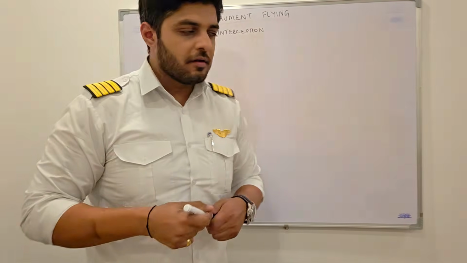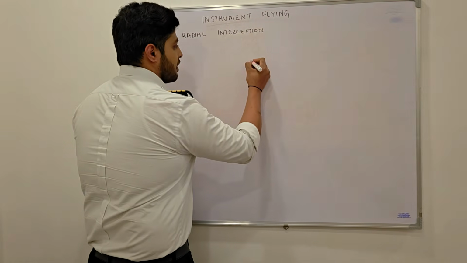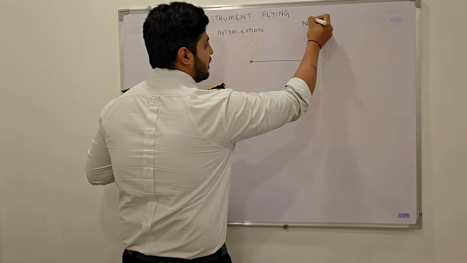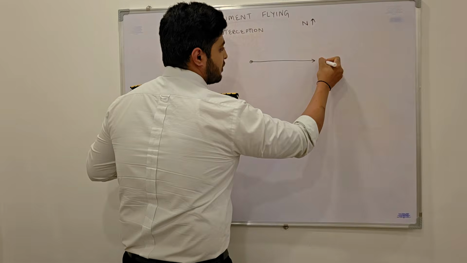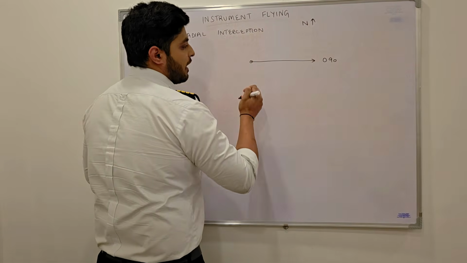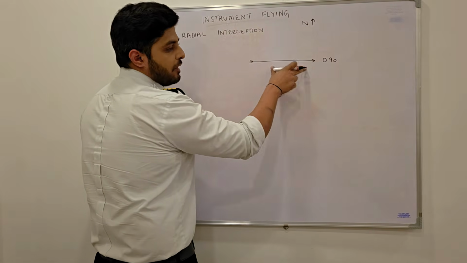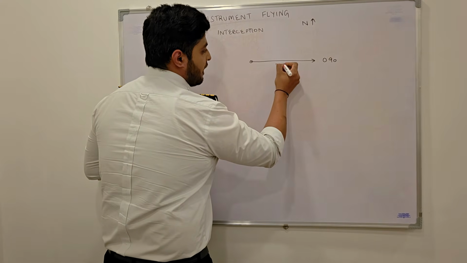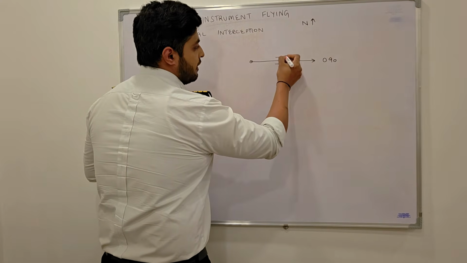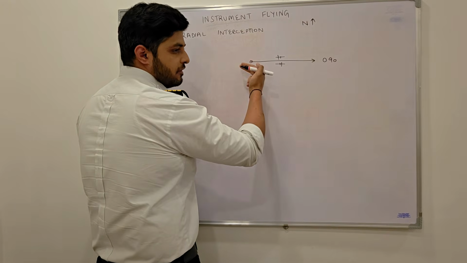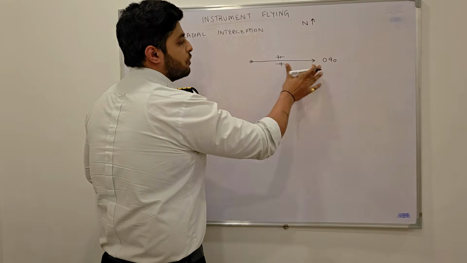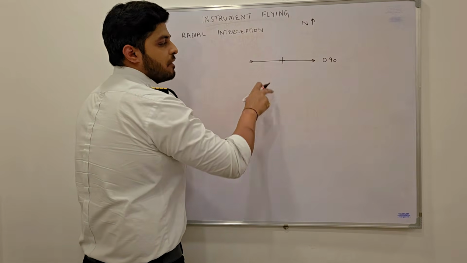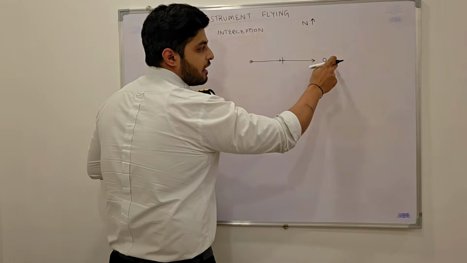So what is radial interception? For example, if this is a radial, keeping north as up, this is radial 090, and I can maintain this radial either by going outbound or coming inbound to the station. So either I can fly this heading or fly this heading to come back to the station. So this is a radial, and to maintain a steady radial, for example, in this case, I am going outbound on this radial, proceeding outbound on radial 090.